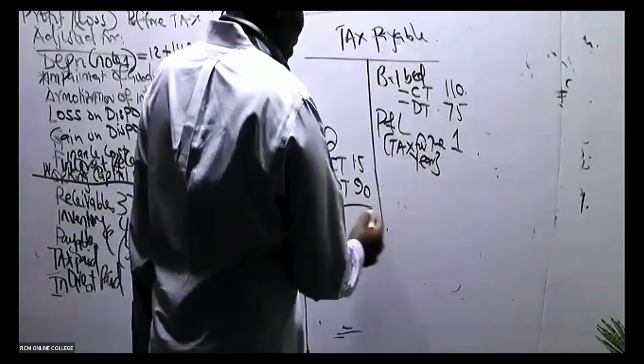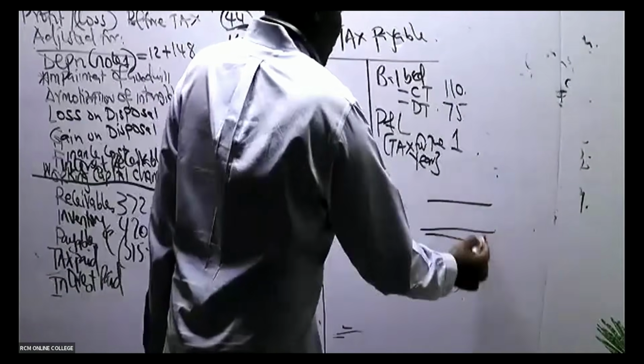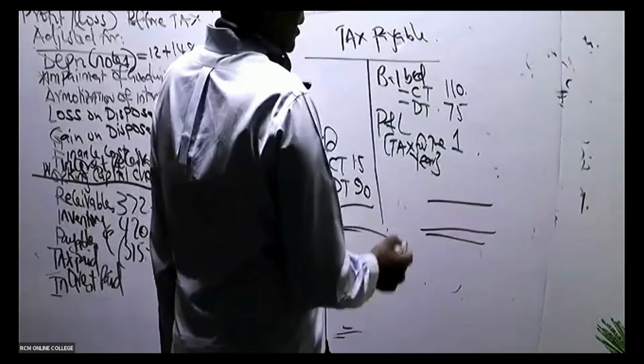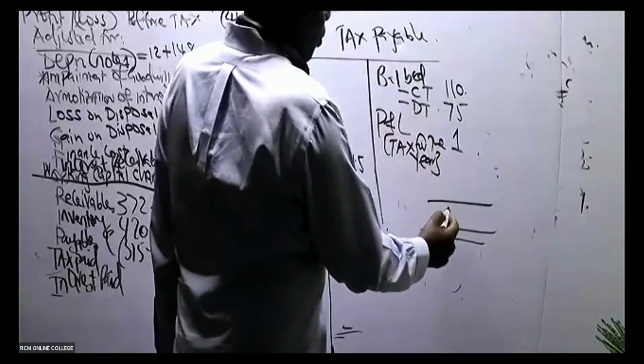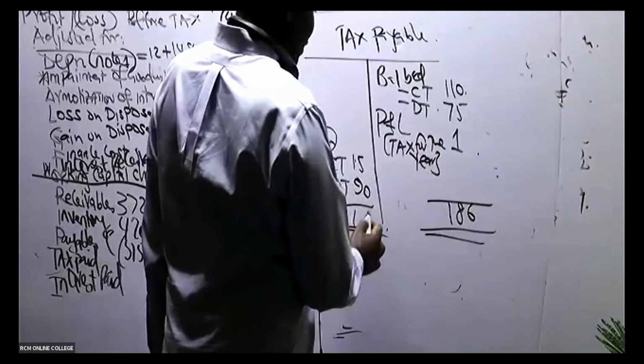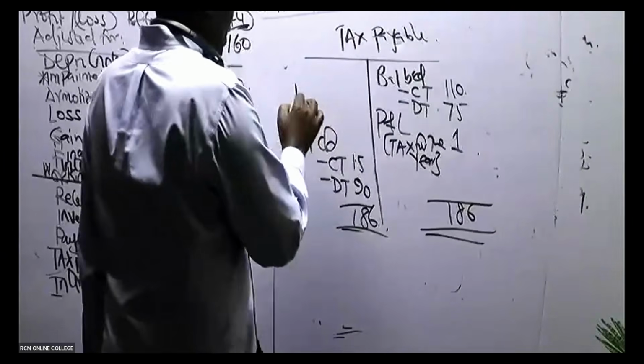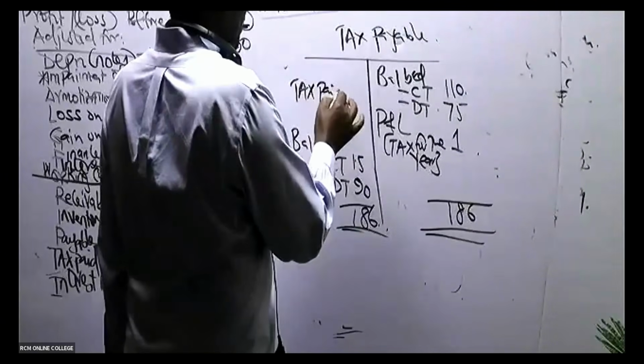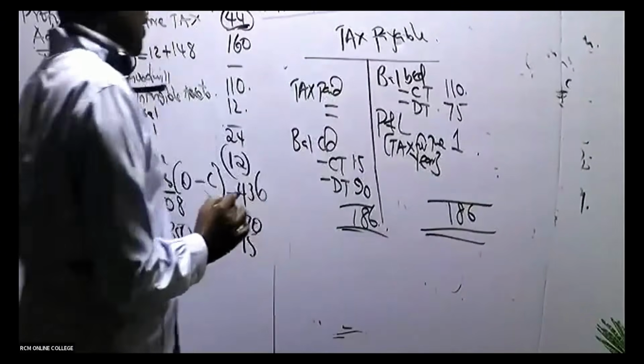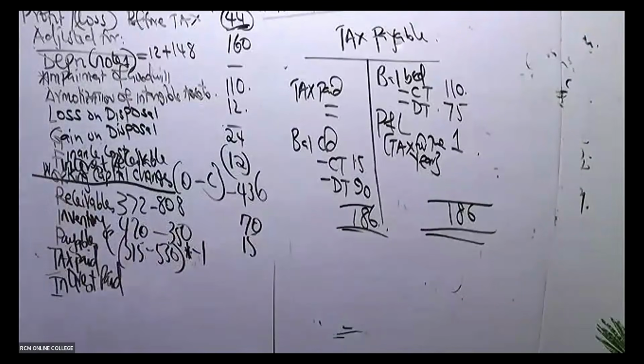Then are you able to balance this? So the biggest figure will be 186, if I'm not wrong. So in this case here, the tax paid will be equal to who? Tax paid, bank. So debit that with bank. So the tax paid.